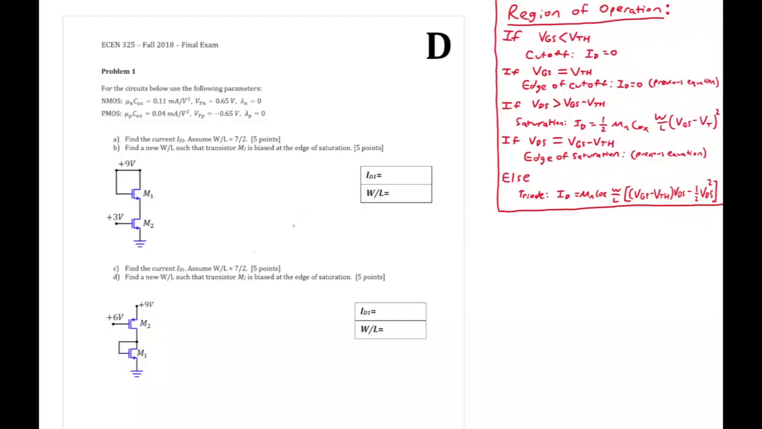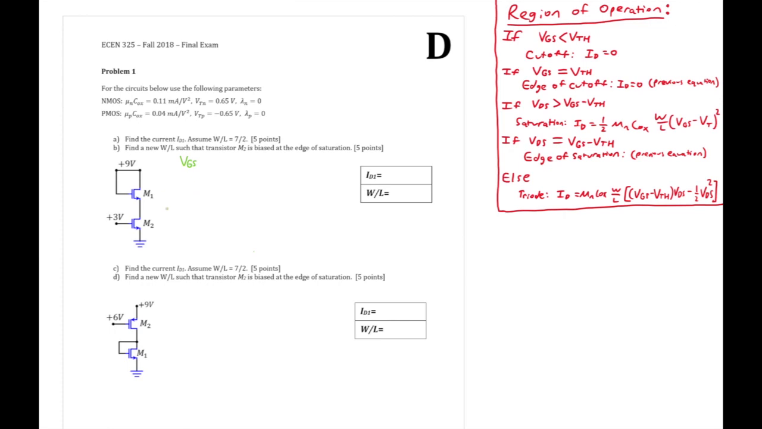Okay, for this next problem, we are trying to find the current ID1 and the value of W over L. So, in order to find ID1 for part A, we first need to determine the region of operation, like we have done previously. And so, this means we need to find our VGS value to first figure out if we are in the cutoff region.